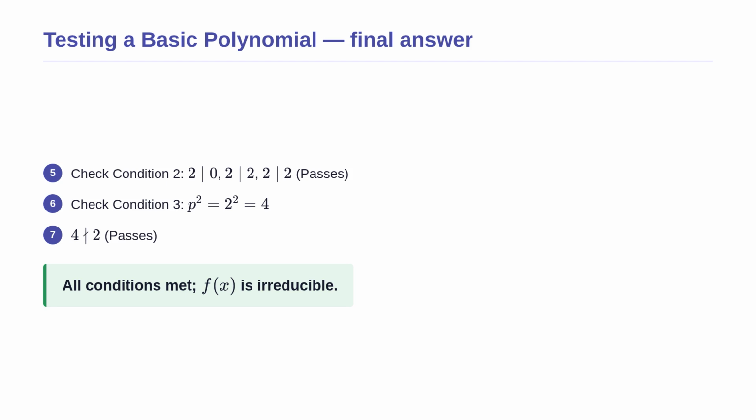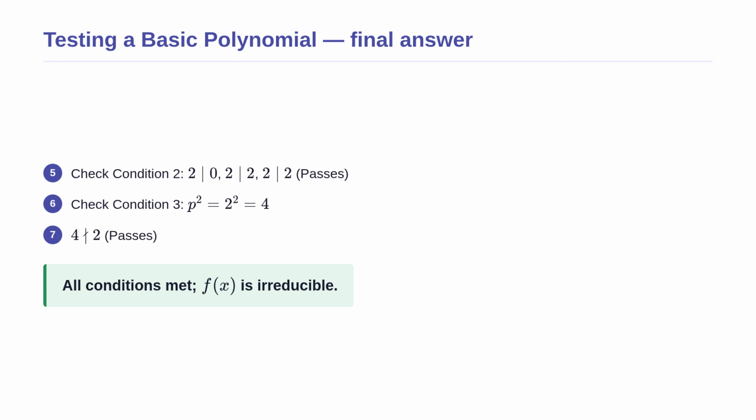Finally, for the third condition, we square our prime 2 to get 4. We check if 4 divides the constant term 2. Since 4 is larger than 2, it obviously cannot divide it evenly. The third condition is satisfied.